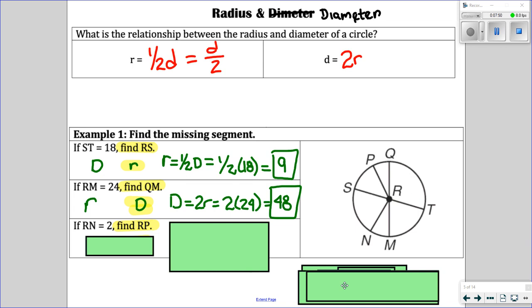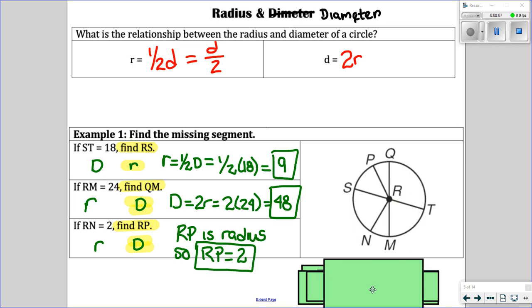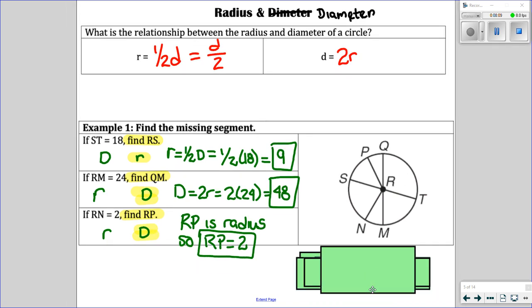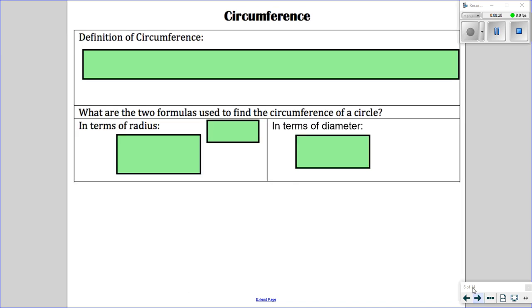Now let's say RN was 2. They said find RP. Okay, RN is a radius, and so is RP. So if RN is 2, then RP will also be 2, because in a circle, the radii are all equal to each other. So both of them are 2. All right, let's go on to the next section.